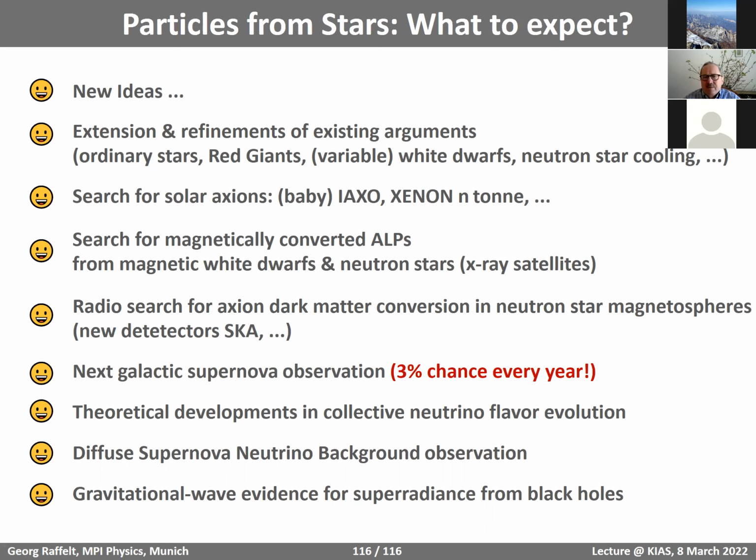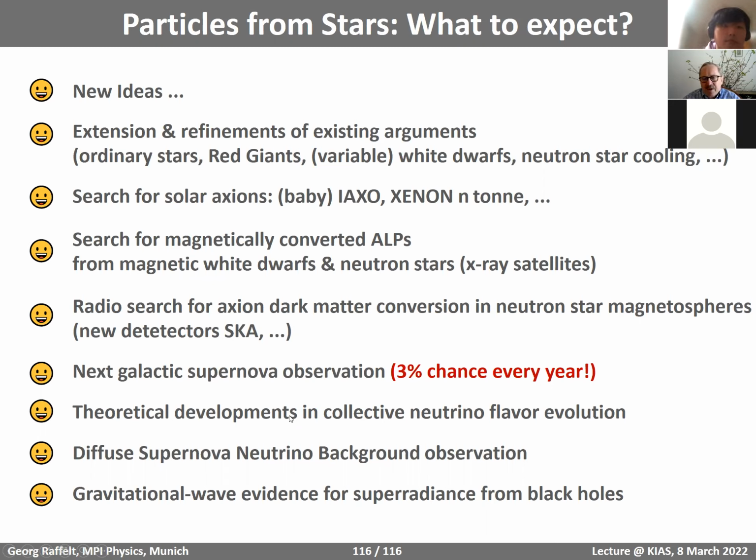What I like a lot is the search for solar axions, which has a bright future, especially in the form of baby IAXO, which has a real chance of turning up new particles in terms of solar axions. Likewise, searching for magnetically converted ALPs or dark matter particles can provide a real detection. So I think these points are perhaps the most interesting ones. The next galactic supernova observation, with a 3% chance every year, will be a bonanza for new information.